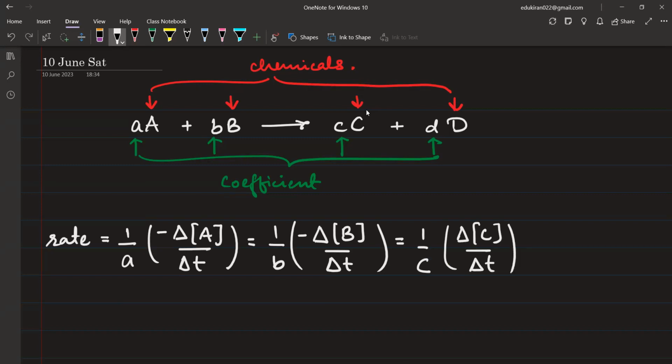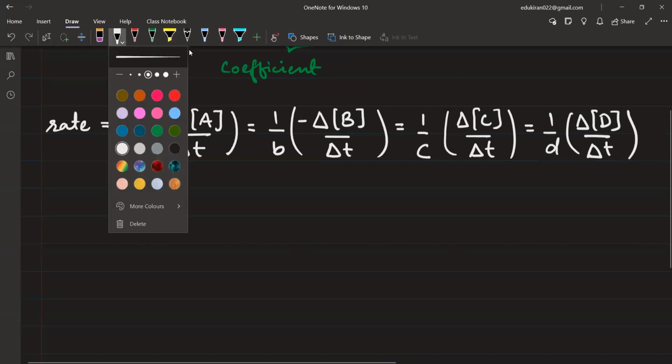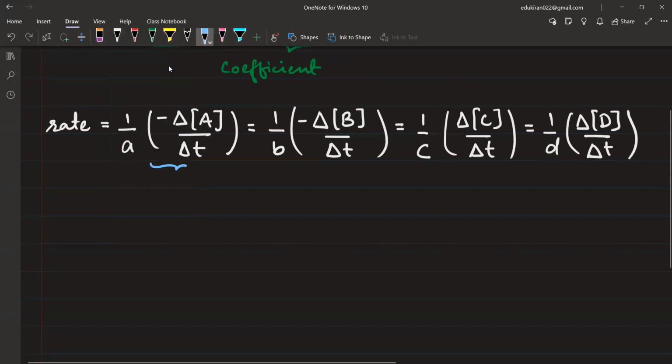Correct? Similarly, tell me for D. What should I write for D? 1 by d. Bracket, change in the concentration of D divided by delta time, change in the time. Okay. Clear है? Now please listen. एक और चीज, कुछ मत लिखिए अभी, सिर्फ सुनिए. This part inside the brackets, ठीक है? This part inside the bracket, apart from the 1 upon a, 1 upon b, 1 upon c, and 1 upon d, these are known as rate of appearance or disappearance.